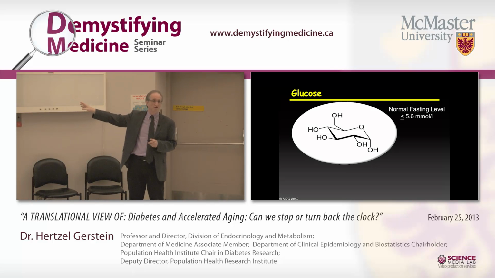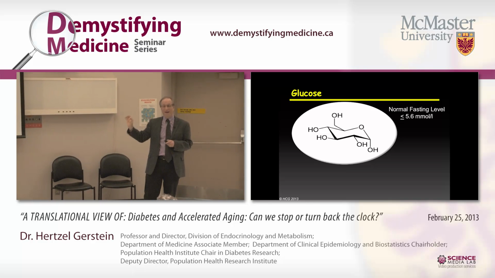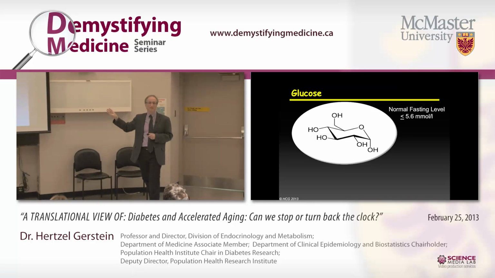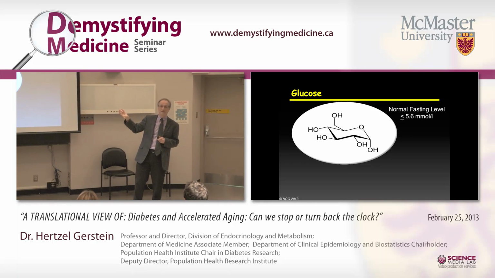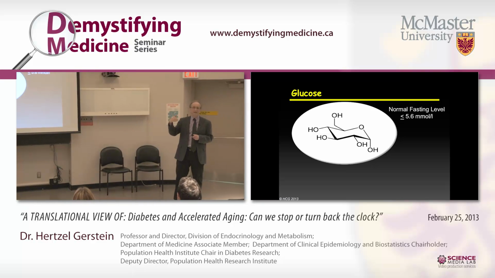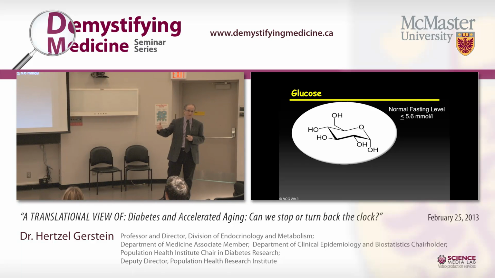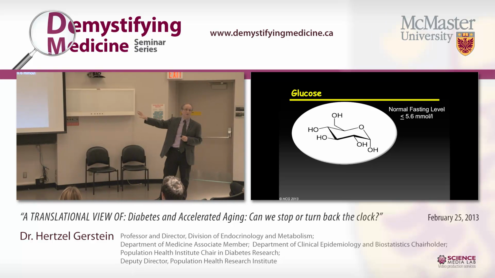The slide shows the normal blood level that a normal person has when they wake up in the morning, which is less than or equal to 5.6 millimoles per liter. Or if you are used to the American conventional units and American websites, that's 100 milligrams per deciliter. And that's the normal value in a person without diabetes, without any blood sugar abnormality.